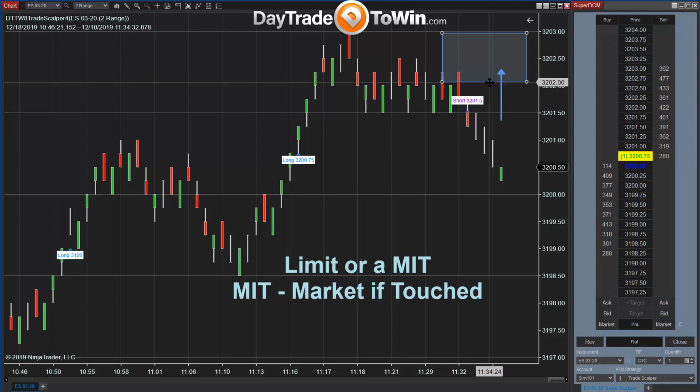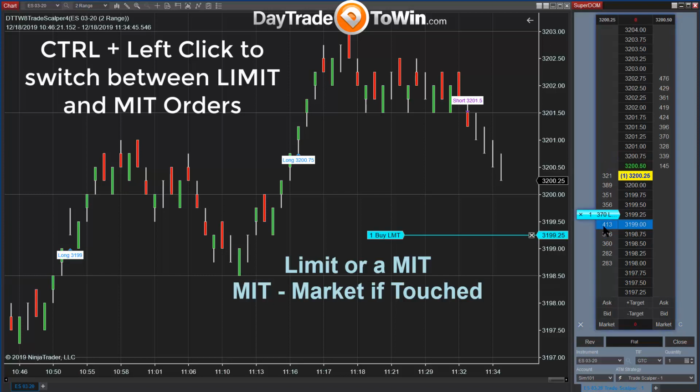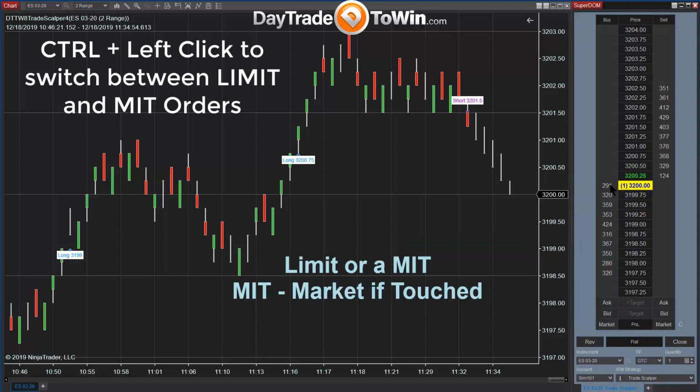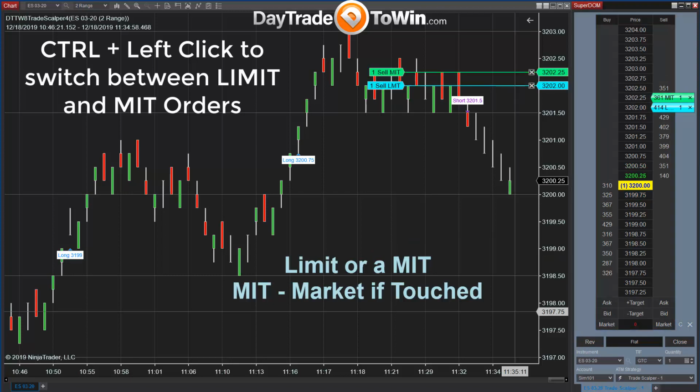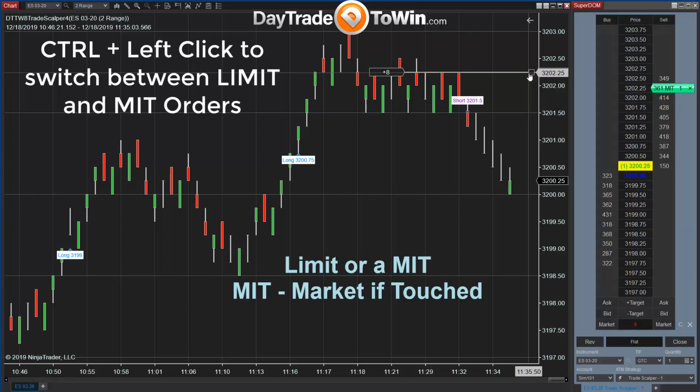Now the way that I am able to choose between the two, besides going here into the properties of the Superdome, is I hold down the control key and left click. So if I hold down the control key, it gives me a limit order. If I left click, it's a market if touched. So remember, it's always putting the market order into the retracement to go long or to go short.